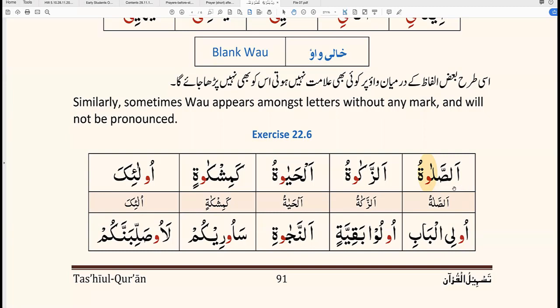And again, as-salatu. As-salatu. Az-zakatu. Az-zakatu. Well done. Okay, here.